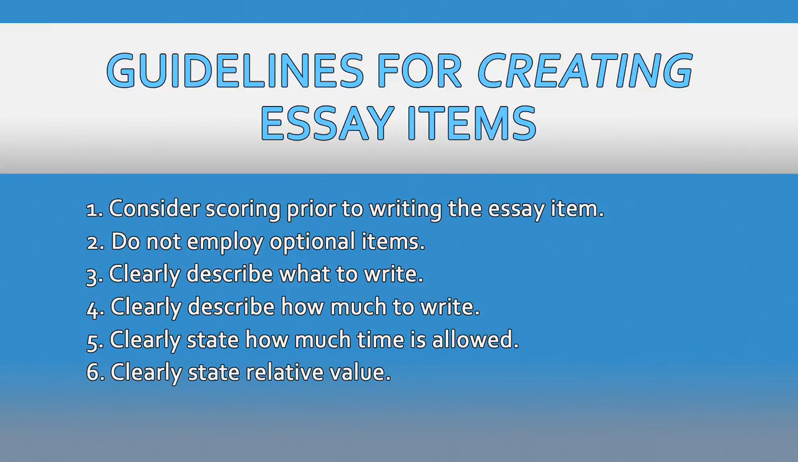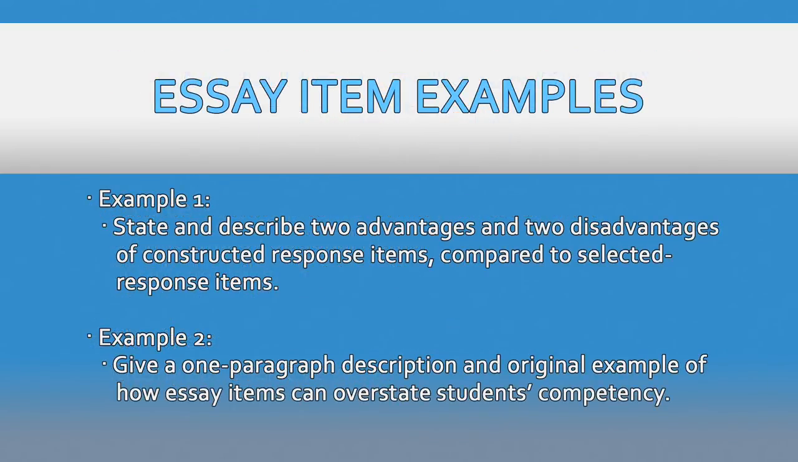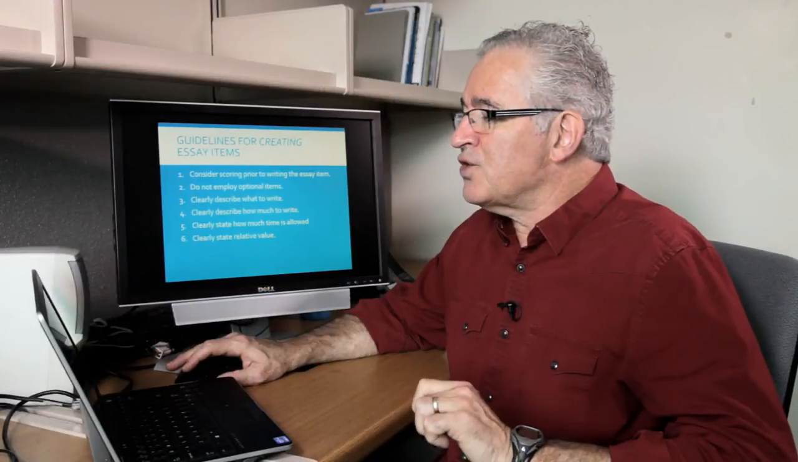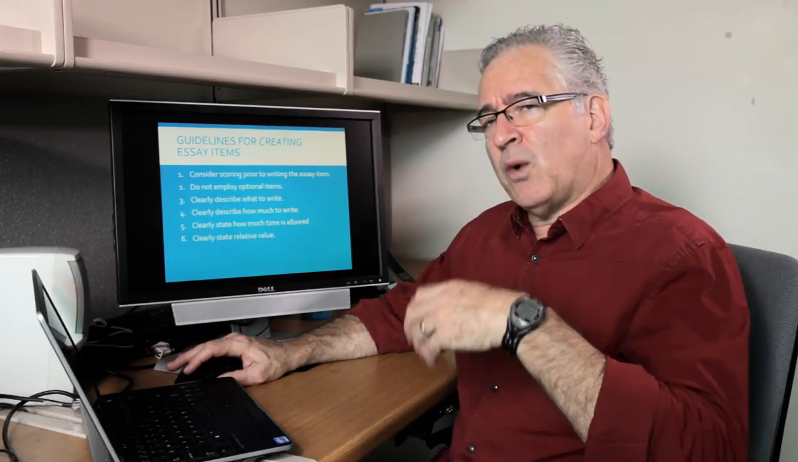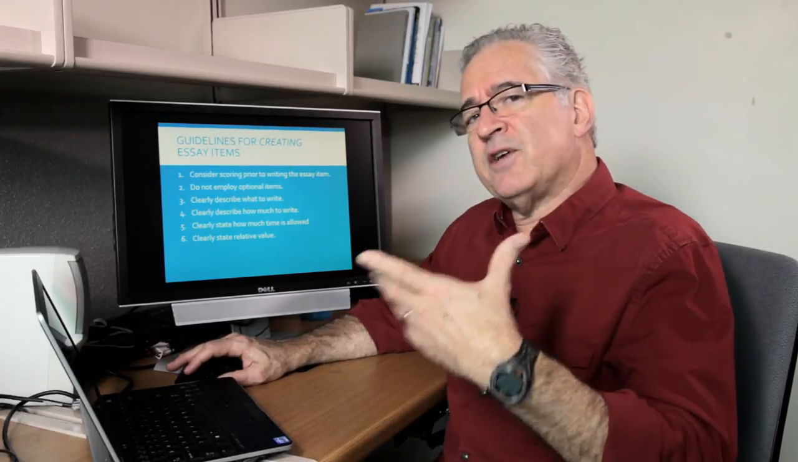Because of their open-ended nature, it's paramount that you provide clear guidelines on essay items. One thing that I often overlook is the need to be explicit about what to write. Notice in my first example I said 2 advantages and 2 disadvantages, and not just the advantages. I also said state and describe instead of just describe. If I had said just describe, some students might have given a one-word response, so I make it clear to the student I want them to state what it is and then give a description of that.